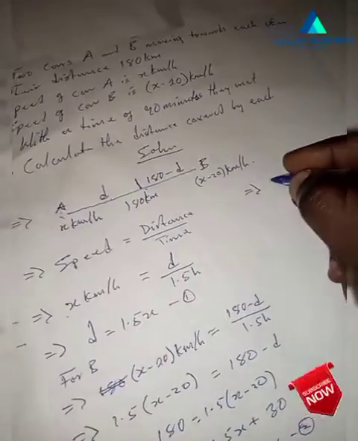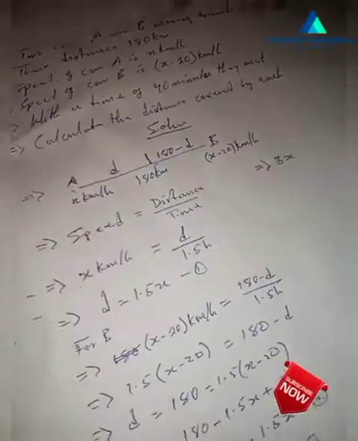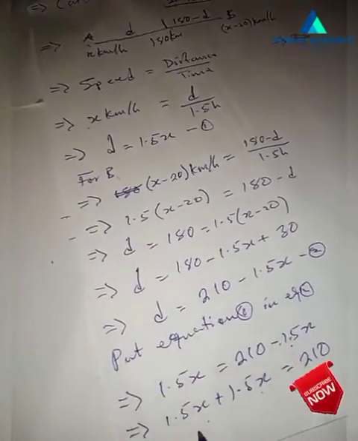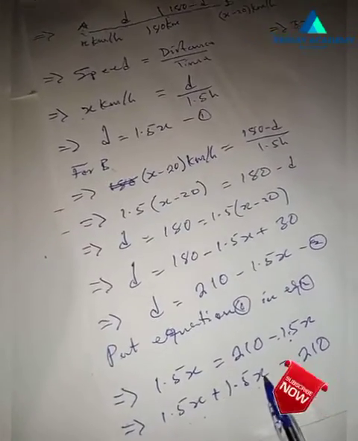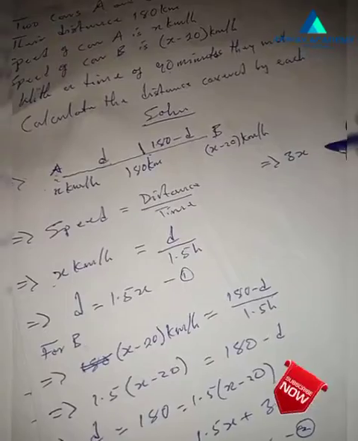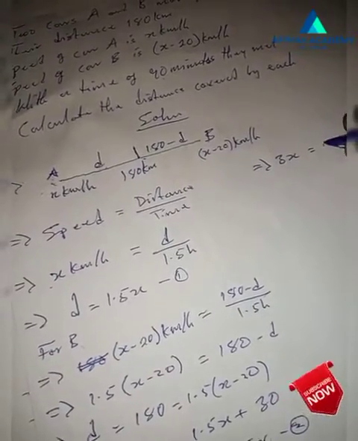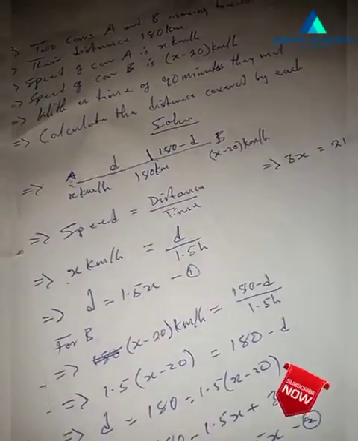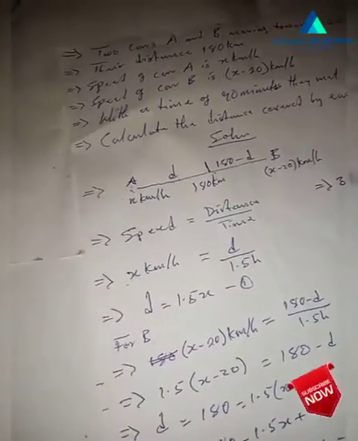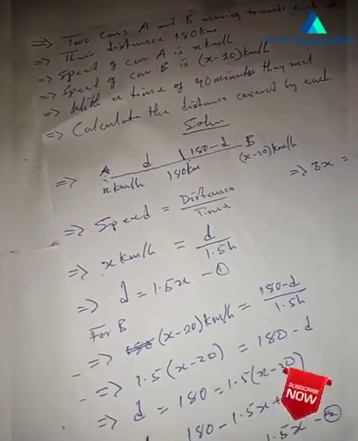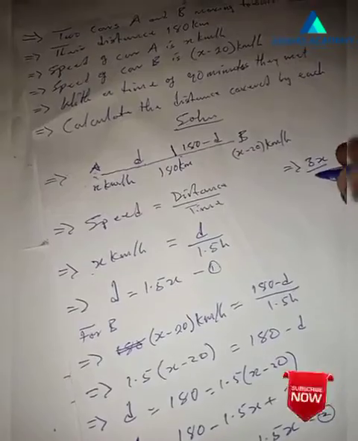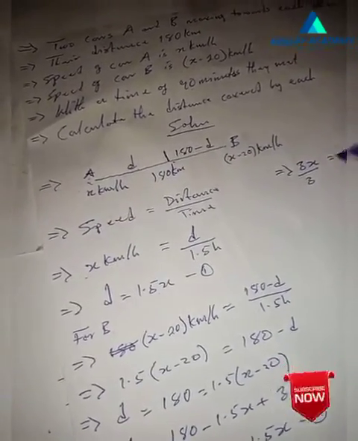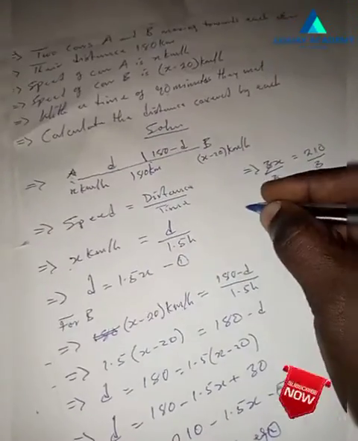Let's bring it over here. So we have 1.5x plus 1.5x, which will give us 3x equals 210. So 3x equals 210 over here. Let's divide both sides by 3. Here by 3. 3 will cancel 3 off.